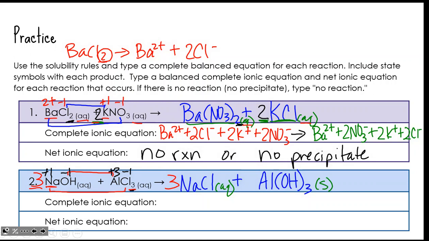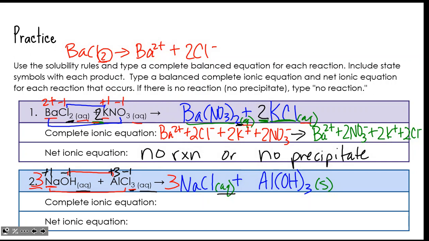So we get aluminum hydroxide solid, falls to the bottom. I believe that one's a white precipitate, white powdery stuff. Now we're going to do the complete ionic, where we only break up the AQs. So in this case, we only have to break up 3 into their ions. You do not have to break apart the solid because it's not dissolved. It's not in the ion form.